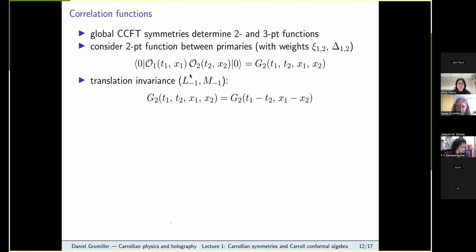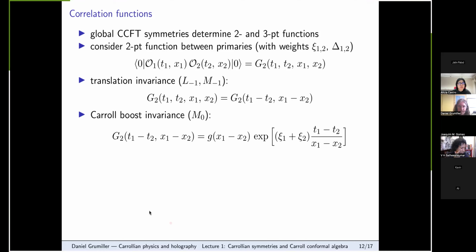So the translation invariance just means the 2-point function can only depend on the difference of the arguments. That's exactly the same derivation as in the relativistic case. The Carroll boost invariance, well, leads to a slightly different constraint from the relativistic case. So that means that this arbitrary function of space and time splits into an arbitrary function of space that is at the moment not further determined. And then this exponential that depends on this cross ratio between the time interval difference and the spatial interval difference. And here there has to appear the sum of the weights, the sum of the supertranslation weights.